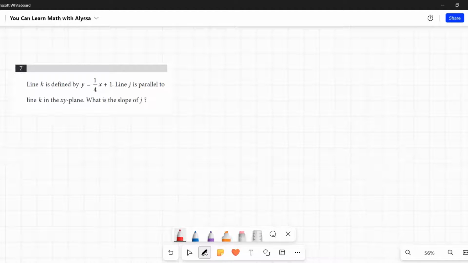Number 7. Line K is defined by y equals 1/4 x plus 1. Line J is parallel to line K in the xy plane. What is the slope of J? You don't have to graph for this. They're testing for two things. One, how do the slopes of parallel lines relate to each other? And two, if I have an equation, y equals 1/4 x plus 1, how do I find the slope of that line?